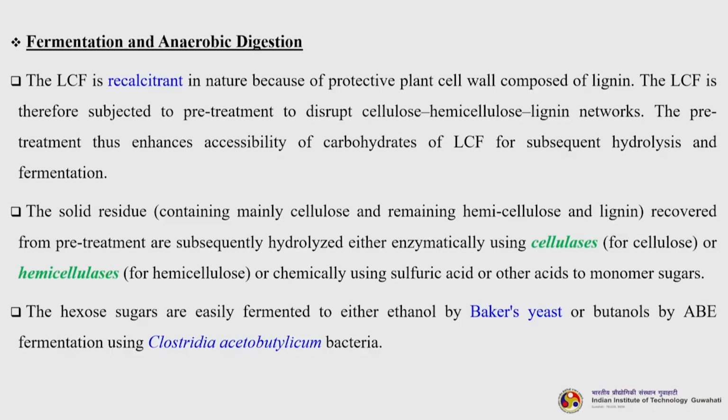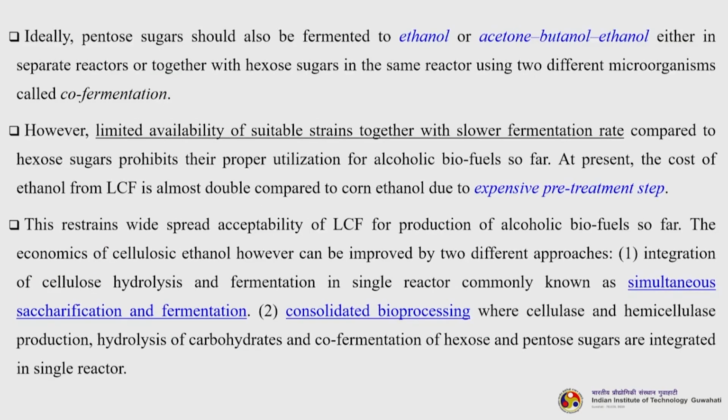The hexose sugars are easily fermented to either ethanol by the Baker's yeast or butanol by the AB fermentation using the Clostridia acetobutylicum bacterial species. Ideally, pentose sugars should also be fermented to ethanol or acetone butanol ethanol either in separate reactors or together with hexose sugars in the same reactor using two different microorganisms called the co-fermentation process.